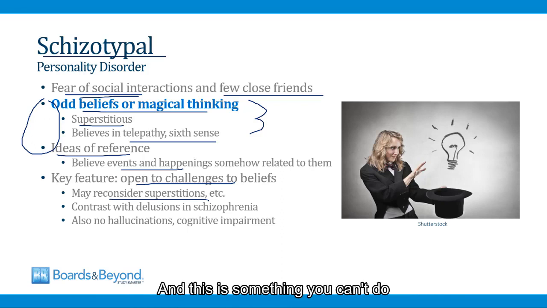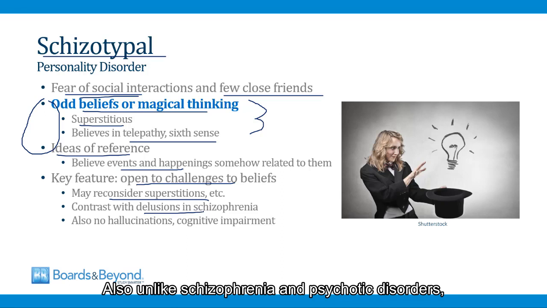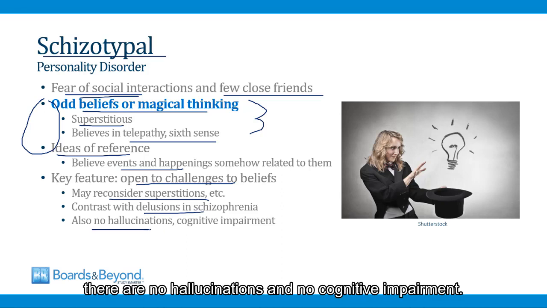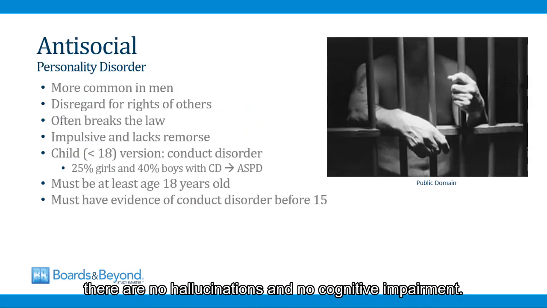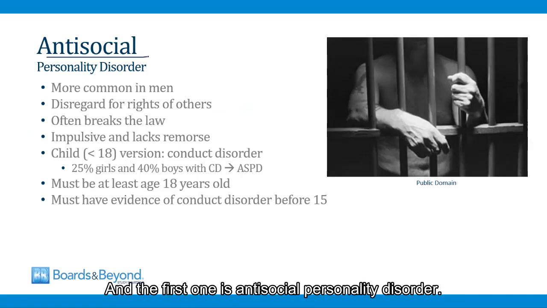And this is something you can't do in patients who have delusions from schizophrenia. Also, unlike schizophrenia and psychotic disorders, there are no hallucinations and no cognitive impairment. Now we'll move on to the Cluster B disorders, and the first one is antisocial personality disorder.